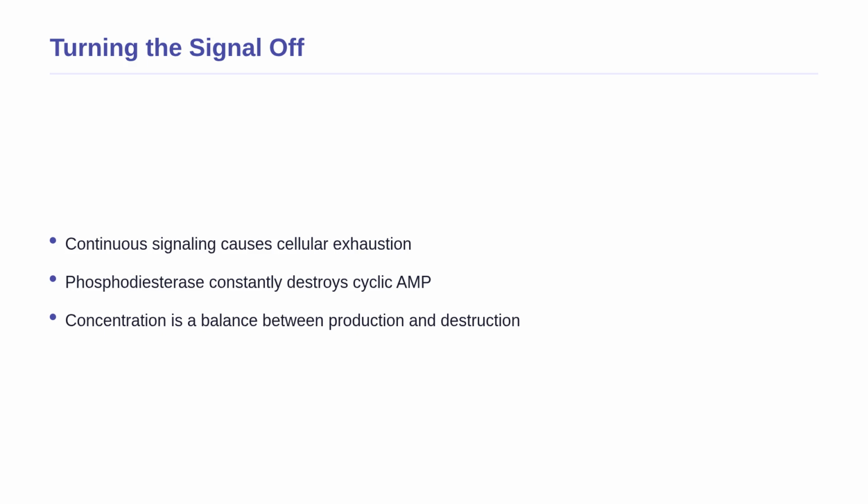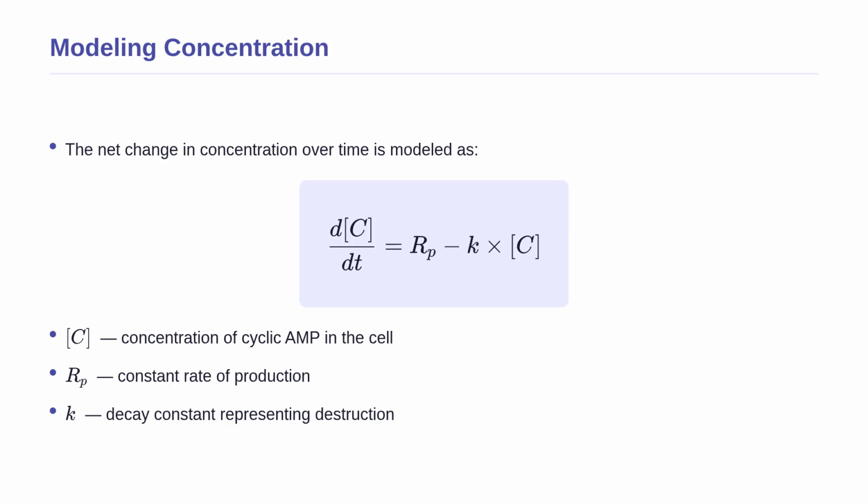The overall concentration of cyclic AMP in the cell is therefore a delicate balance between how fast adenylyl cyclase produces it and how fast PDE destroys it. To understand this balance precisely, we can model the change in cyclic AMP over time using a simple differential equation. Conceptually, the rate of change is simply the rate of production minus the rate of destruction.